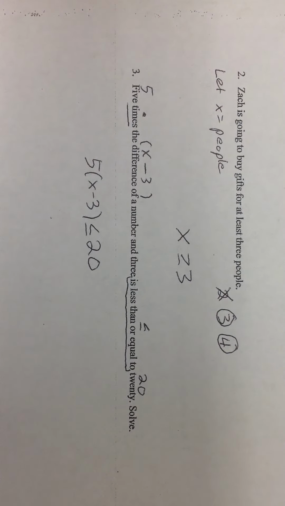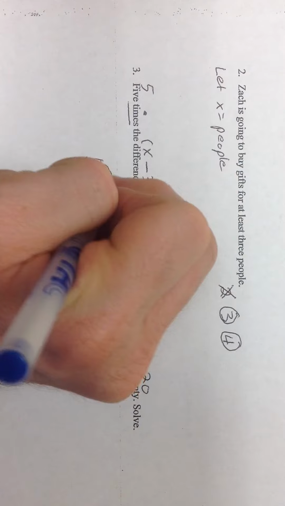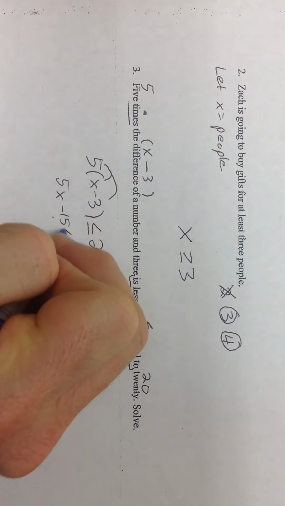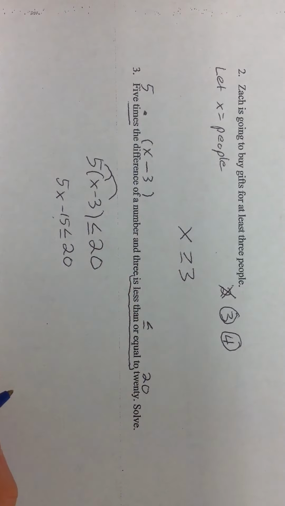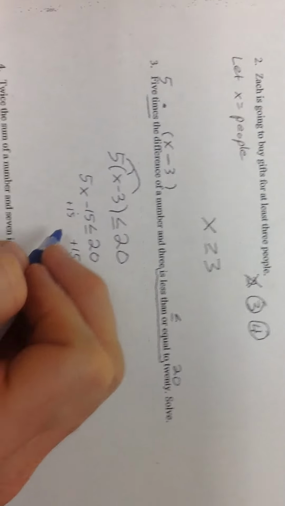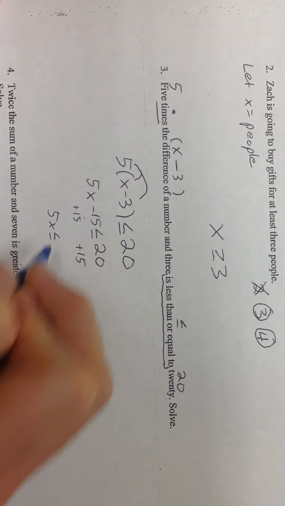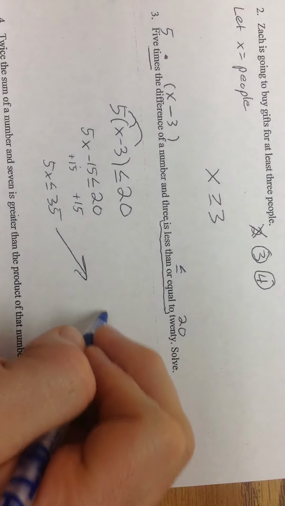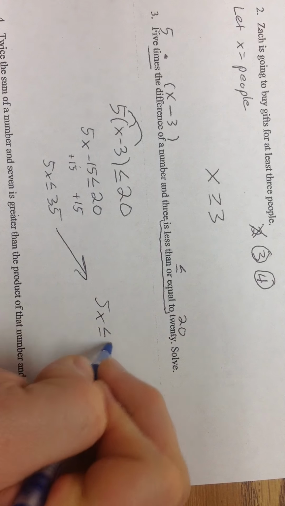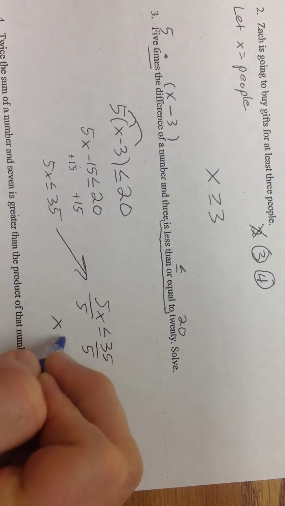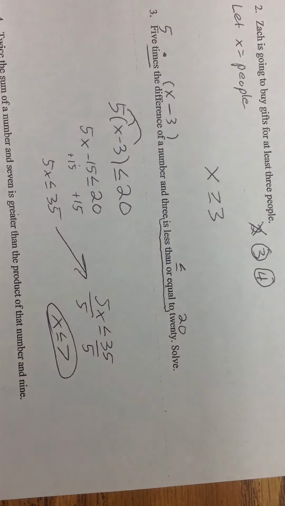All right? And now that we have this, now we actually have to go ahead and solve it. So we'll distribute to both sides. 5x minus 15 is less than or equal to 20. Add 15 to both sides. 5x is less than or equal to 35. I'm just going to go up here. So let me rewrite that. Divide both sides by 5. X is less than or equal to 7. Okay? So that's how we do one of those.